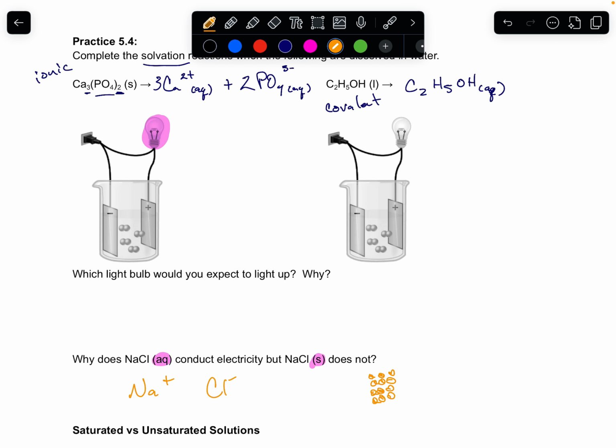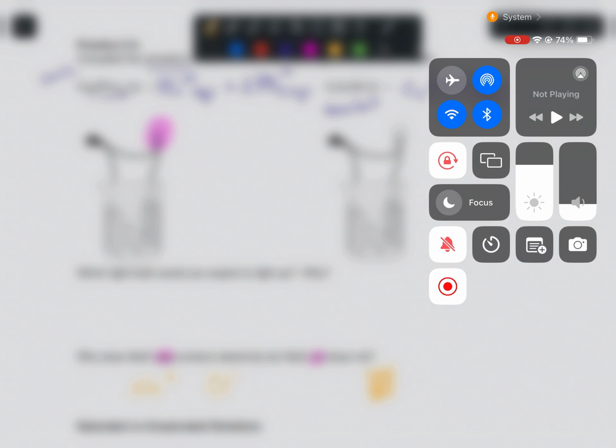NaCl solid is all stuck together in that lattice that we were talking about before. So those ions are not able to move around. They can't carry the charge. So a solid is not going to be able to conduct.